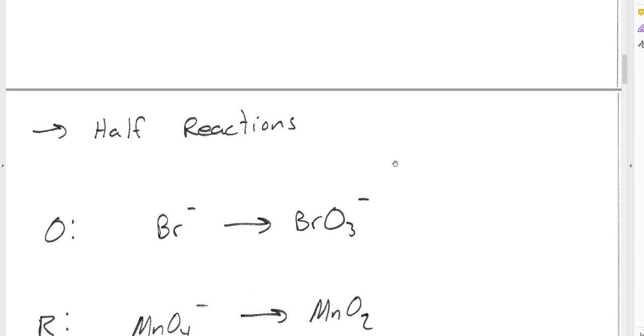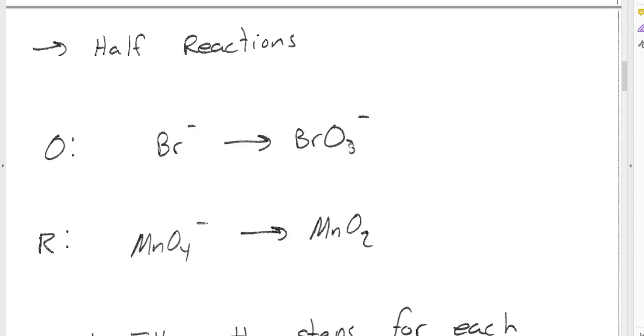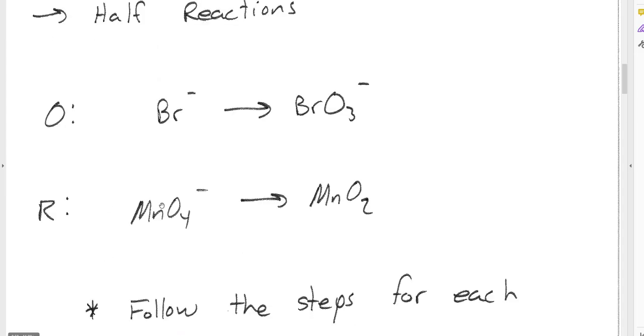So if we split up our half reactions, our oxidation half reaction is going to be bromide yields bromate, and our reduction half reaction is going to be permanganate yields manganese oxide. Okay? So now we follow our normal steps as if we were in an acidic solution.